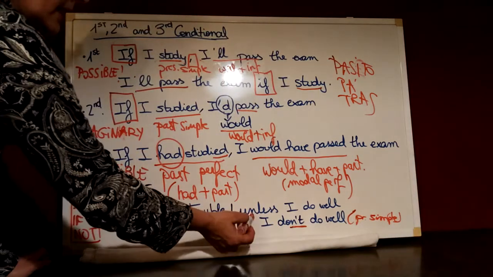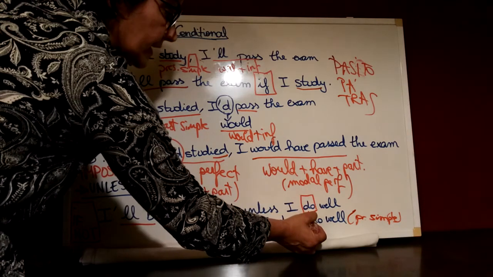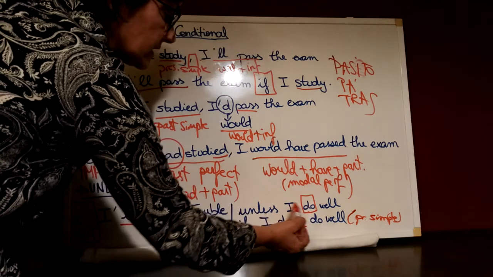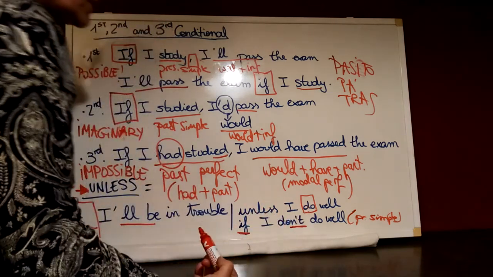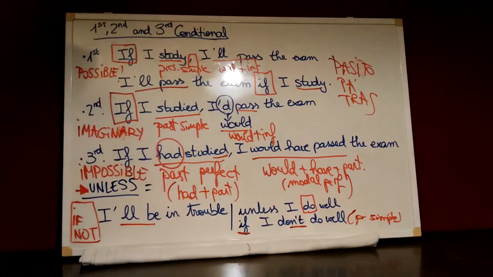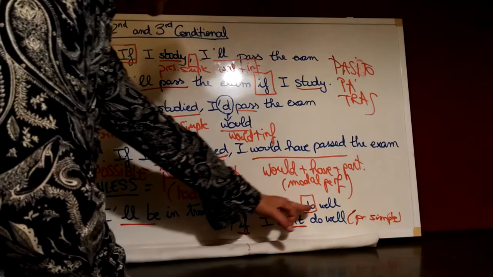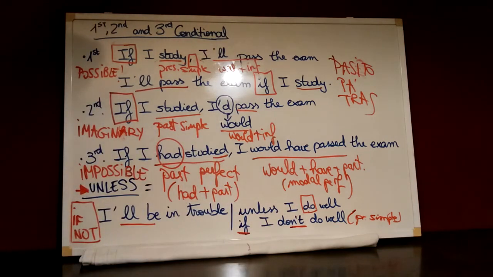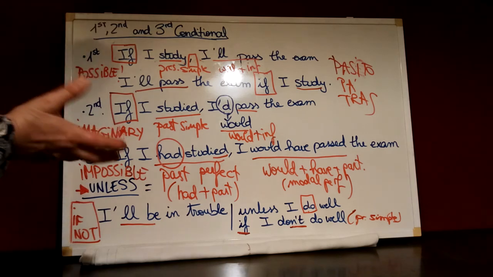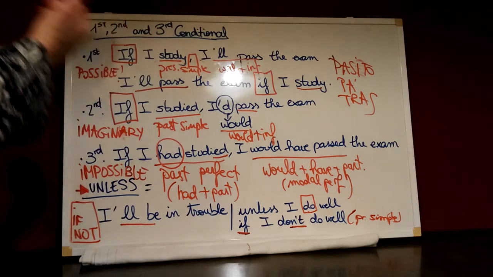Or you can use unless, and then remember, you cannot use another verb with a negative sense. You cannot use two negatives here. So if you write unless, what you are writing is if not, all right? I don't know if you understand what I mean. Unless would be translated as a menos que. Estaré en problemas a menos que lo haga bien. O estaré en problemas si yo no lo hago bien. O si el examen en este caso no me va bien.